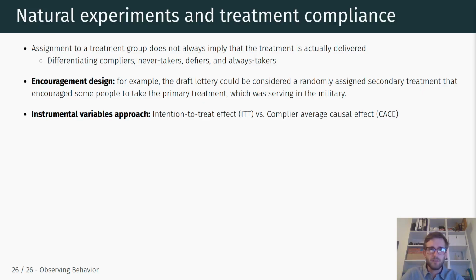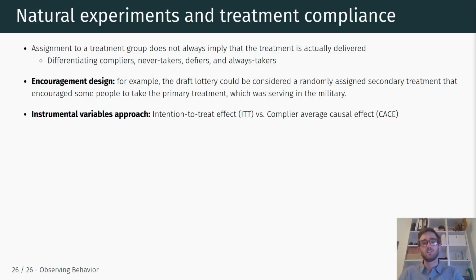In cases where we have an encouragement design, so we don't have perfect compliance and we only assign people to be encouraged to take the treatment, to go to the military in our example, what is often used is the instrumental variables approach. In this context, it is important to differentiate between, on the one hand, the intention to treat effect, the ITT, which is not the effect of the treatment that we're actually interested in, like going to the military, but the effect of being encouraged to go to the military, right?